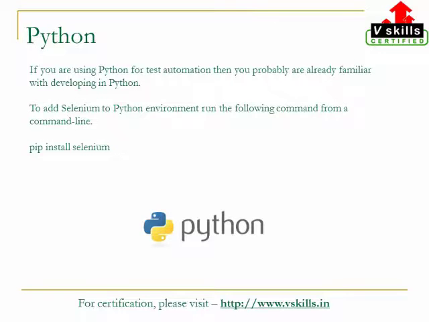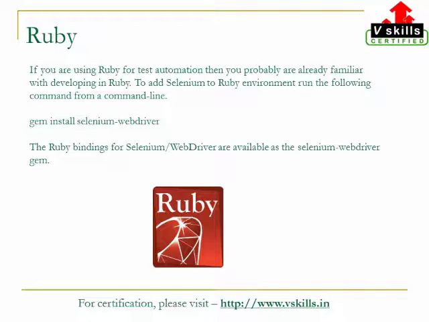pip install selenium. Ruby. If you are using Ruby for test automation, then you probably are already familiar with developing in Ruby. To add Selenium to your Ruby environment, run the following command from a command line. gem install selenium-webdriver. The Ruby bindings for Selenium WebDriver are available as the selenium-webdriver gem.